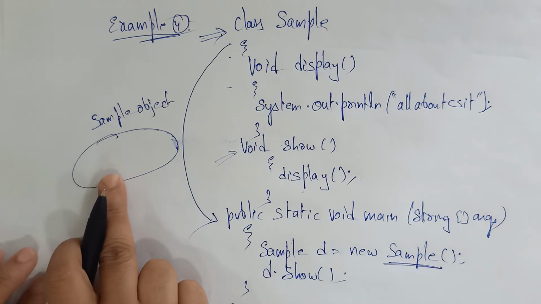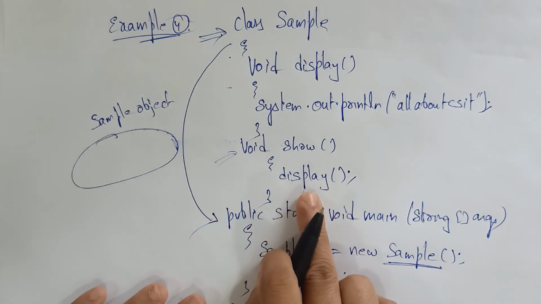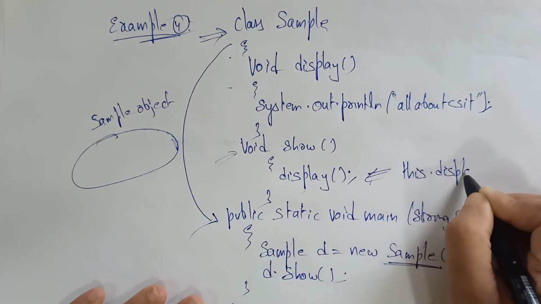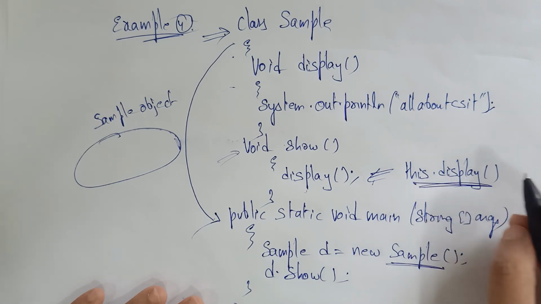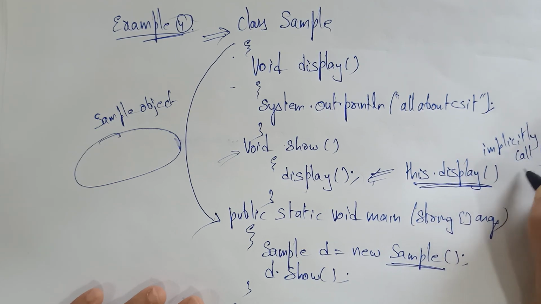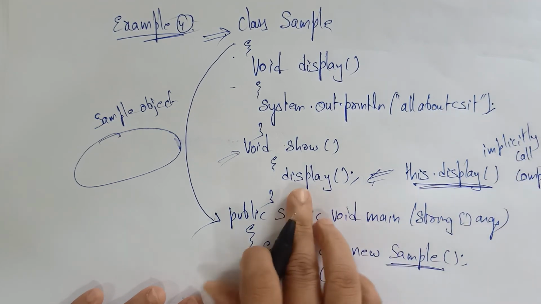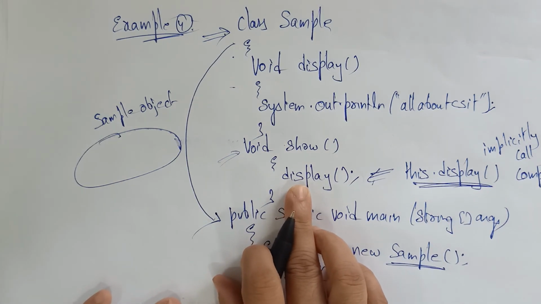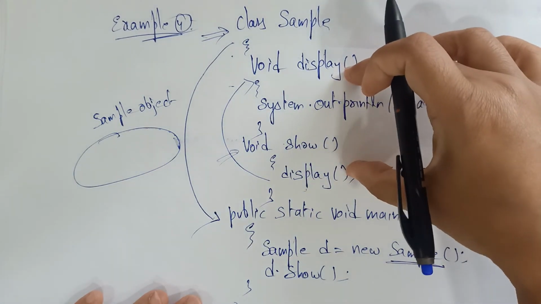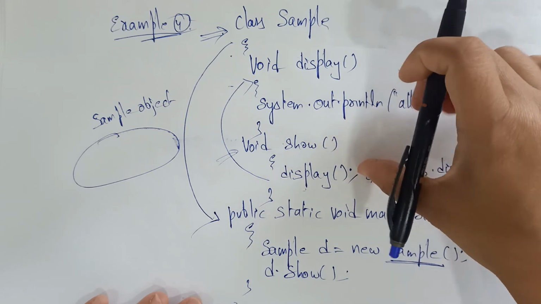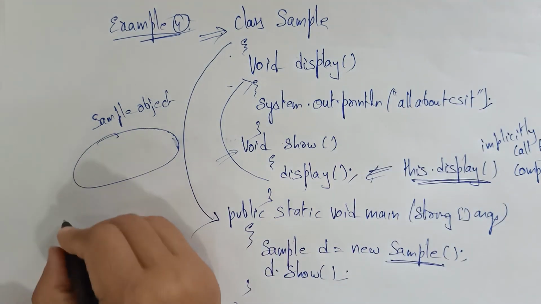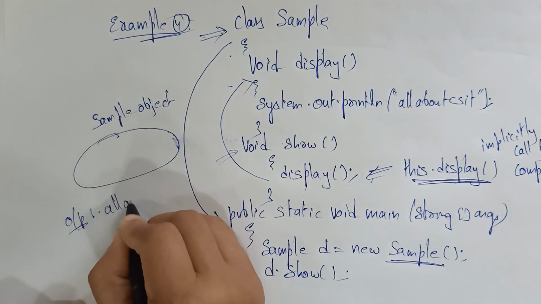In the d.show, a display method is there. So this display is nothing but this dot display only, implicitly called by the compiler. So what is this dot display? Display goes to here. It's the current instance method. So the current method display is nothing but this dot display. This dot display means the current method. So the output will be all about CSIT.